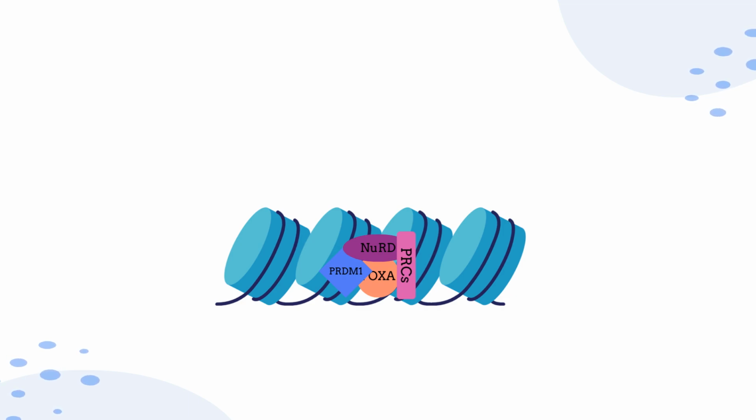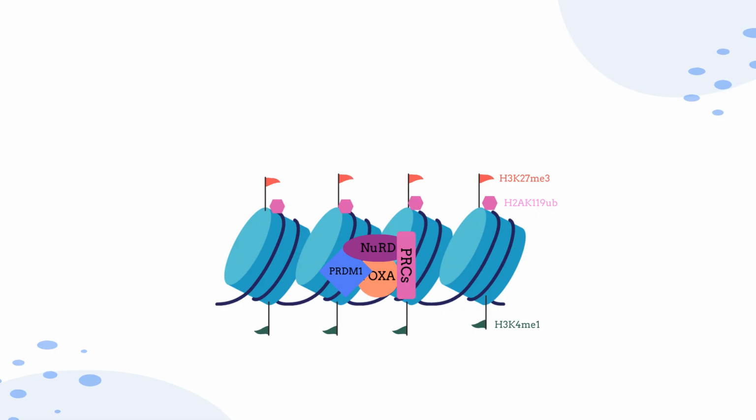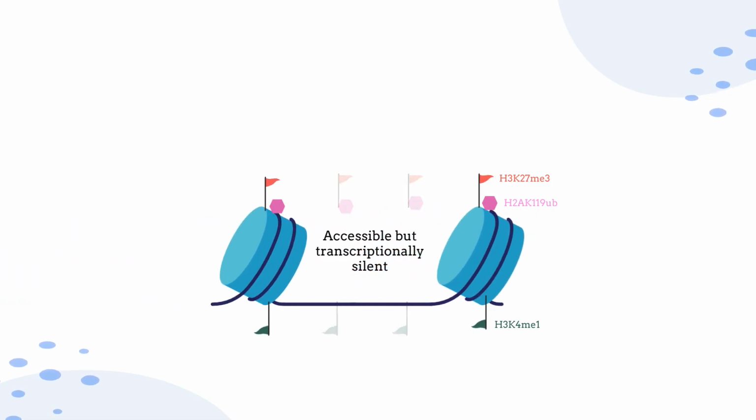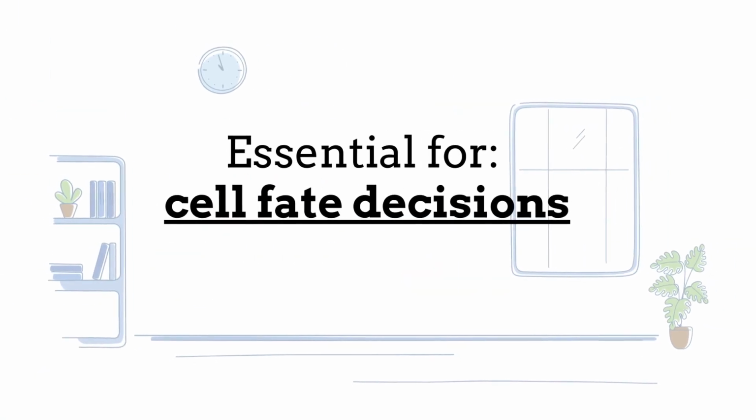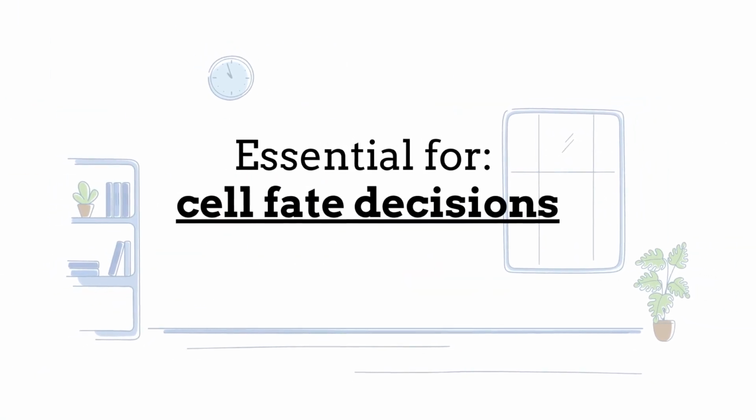These deposit silencing marks like H3K27me3 and H2AK119 ubiquitination, as well as the active mark H3K4me1, creating bivalent enhancers that are accessible but transcriptionally silent, preventing premature activation of genes meant for later developmental stages. This dual role is essential for correct cell fate decisions.